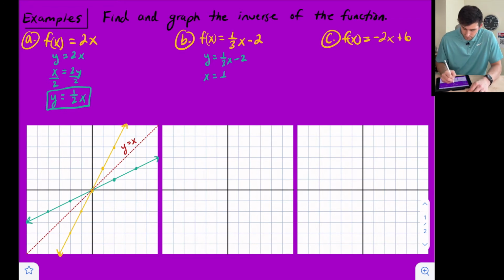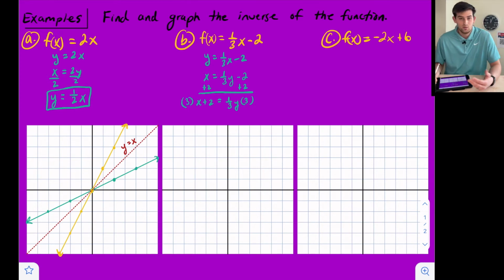So x equals 1/3 y minus 2. And now we're going to solve for y. So let's add 2 to both sides. So now we have x plus 2 equals 1/3 y. And I'm going to multiply both sides by 3 so that I can get y by itself.